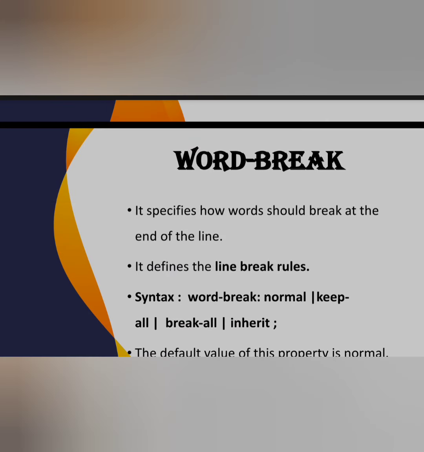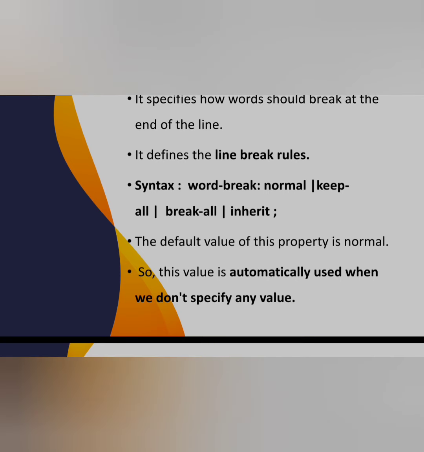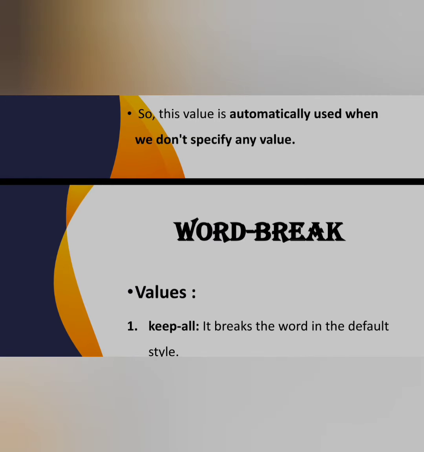Word break. It specifies how words should break at the end of the line. It defines the line break rules. Syntax: word-break: normal, keep-all, break-all and inherit. The default value of this property is normal. So this value is automatically used when we don't specify any value.